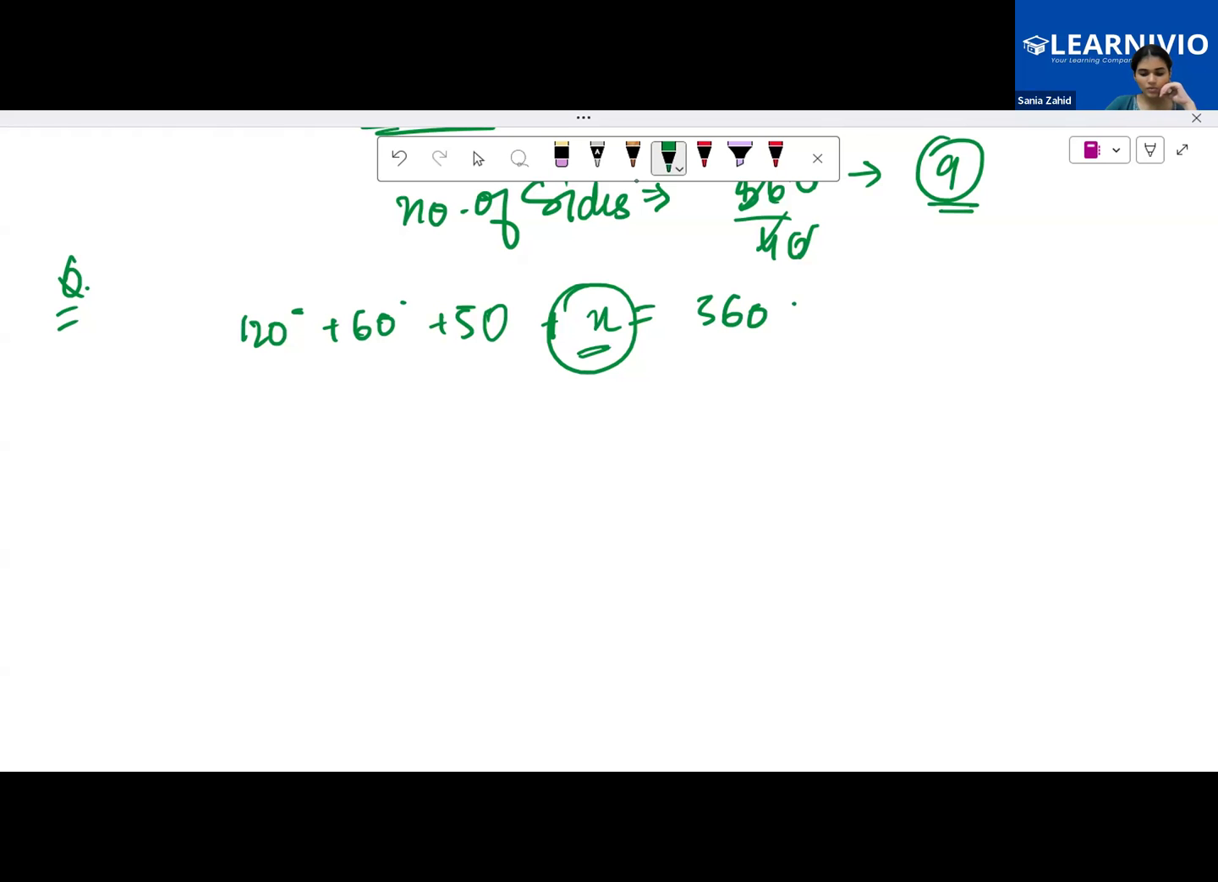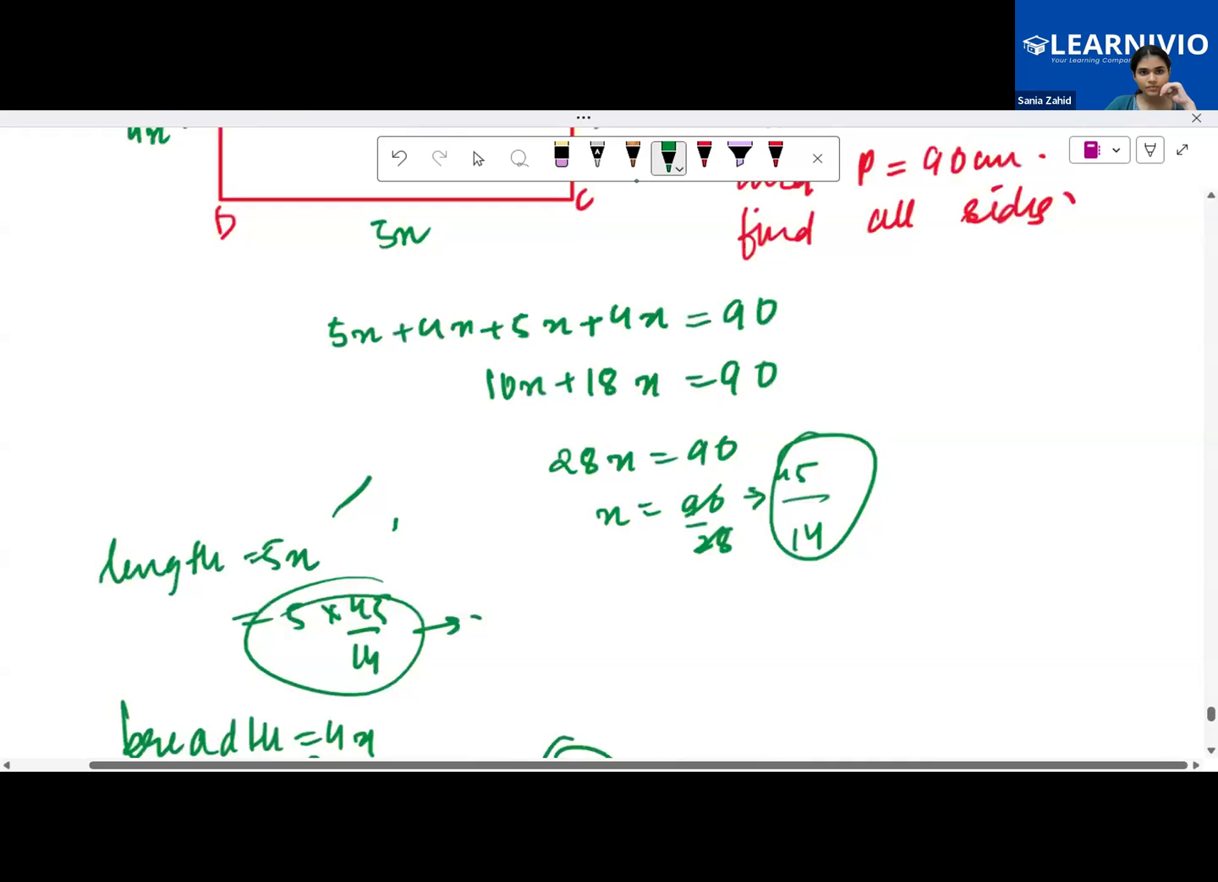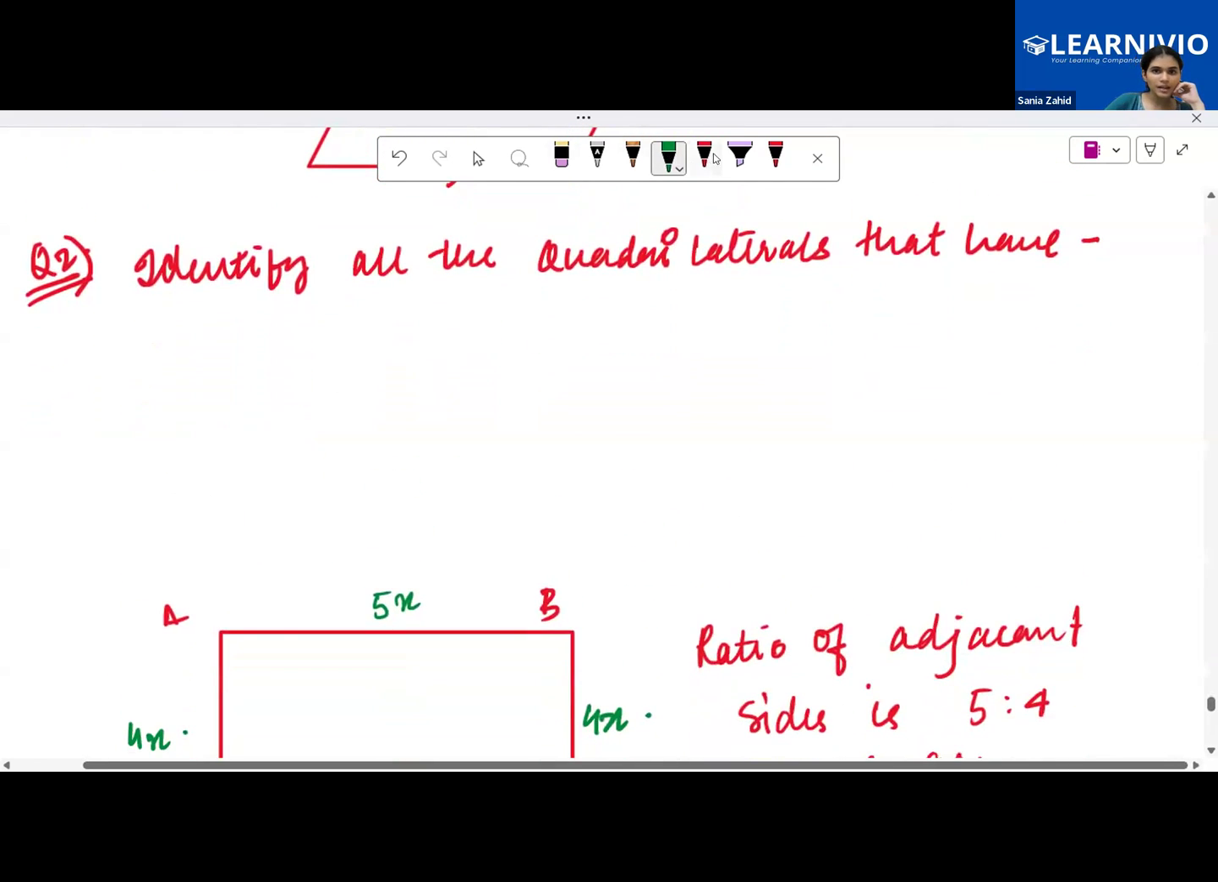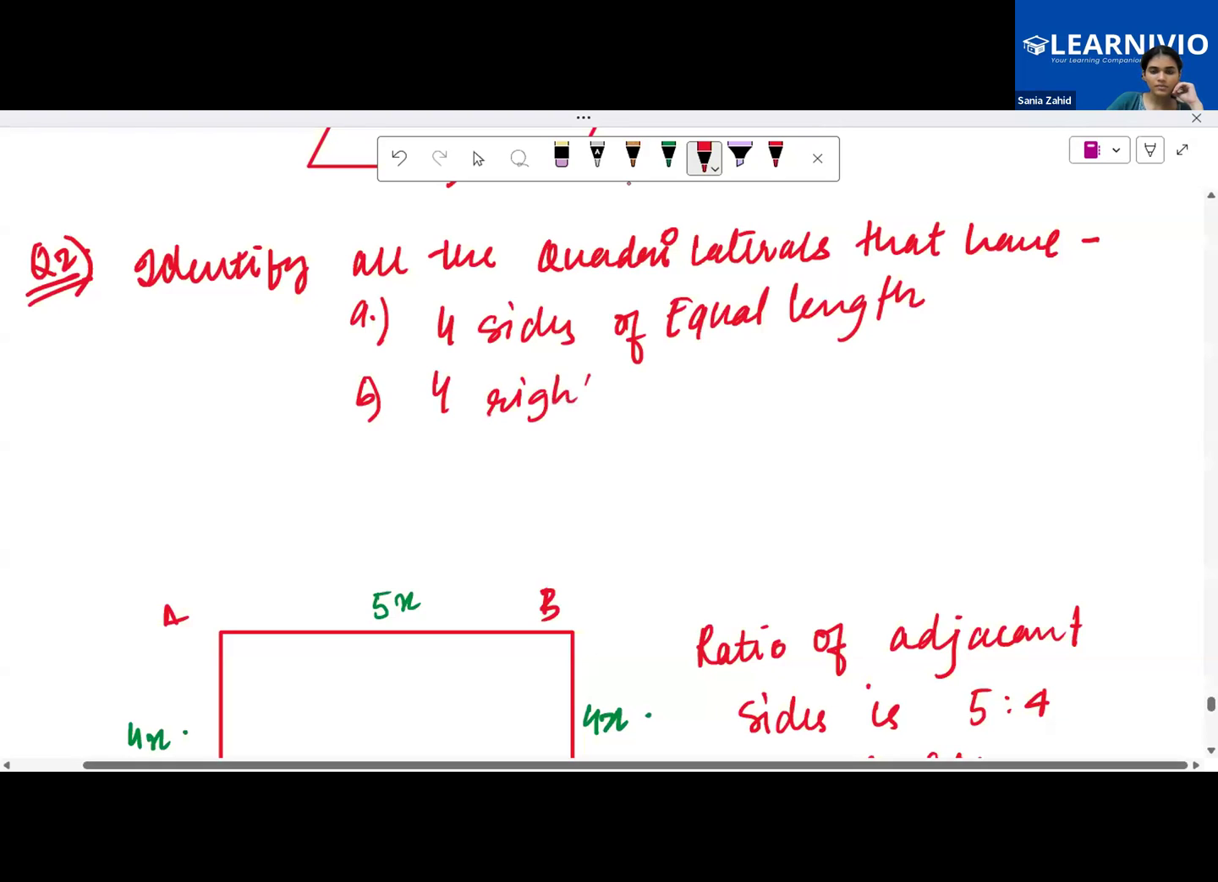Okay. So let's move ahead. The question that I was given was: identify all the quadrilaterals that have number one, four sides of equal length, and number two, four right angles. Ma'am, can I see it? First solve both of the questions, then tell me the answers.